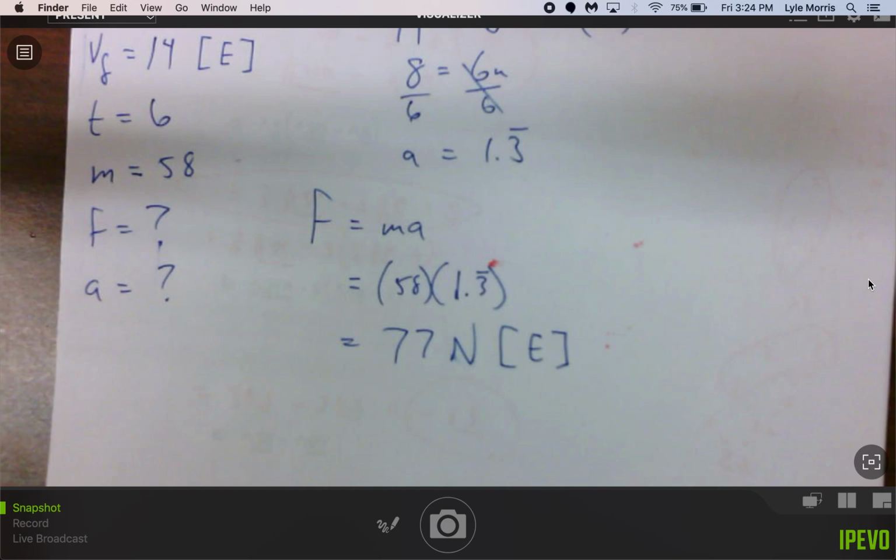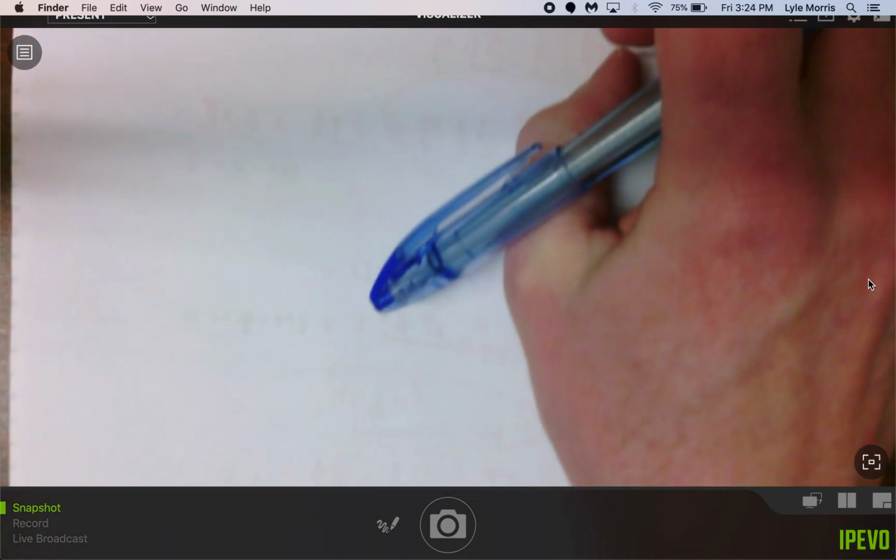This is the part where I pause and ask if there are questions. Hearing none. Let's do another question, another example. Where's the top of the page?